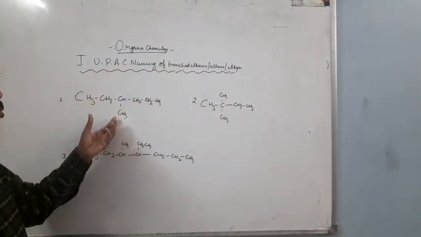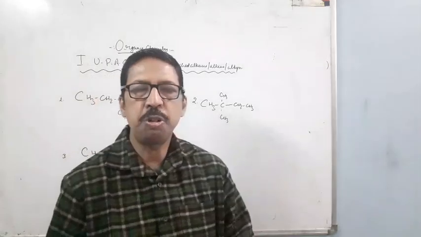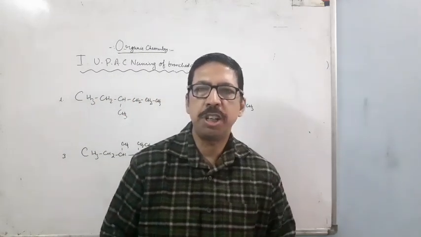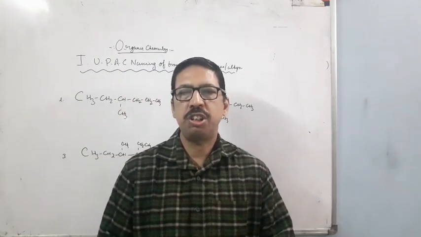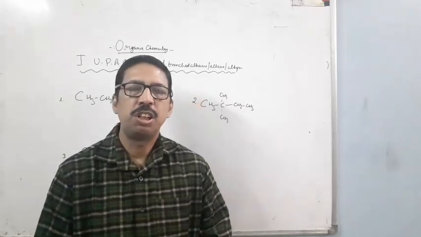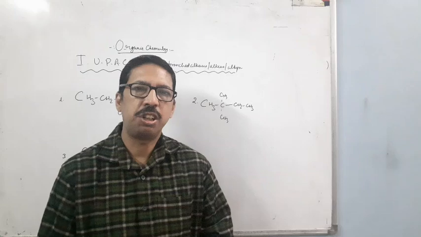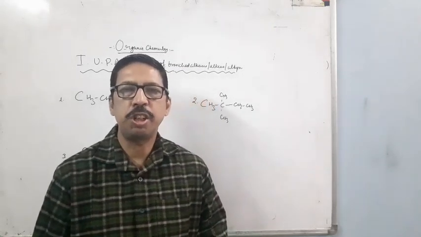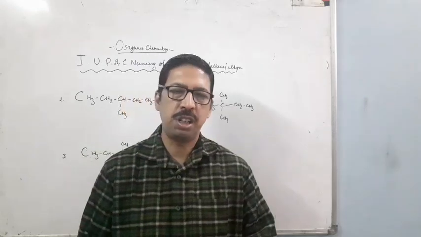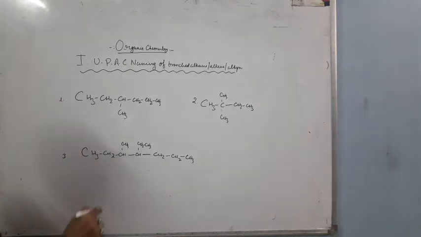This is the first one, and before writing the IUPAC name, we have to find out the longest carbon chain. That longest carbon chain is said to be the parent chain, and whatever rest of the part is attached to the parent chain is said to be a substituent, or in this particular condition all the substituents will be alkyl groups. So let's start with the topic: how to write the IUPAC name.